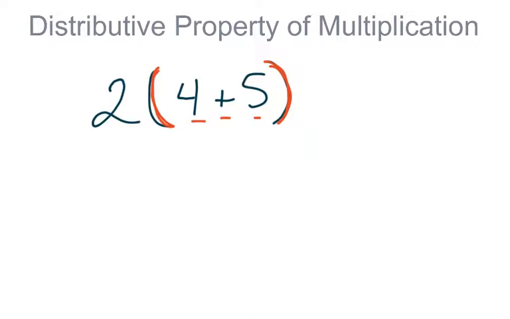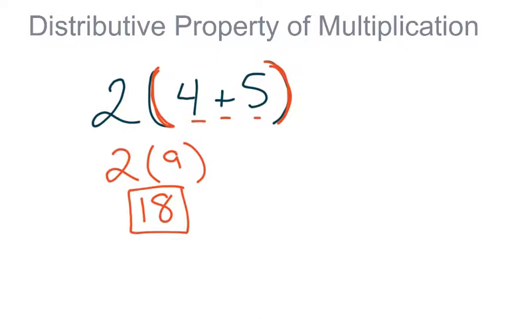So, if you don't have any variables, one option is to say, well, follow order of operations. Inside my parentheses, 4 plus 5 is 9. 2 times 9 is 18. Okay, so we know that's how our answer should look. It should be 18.